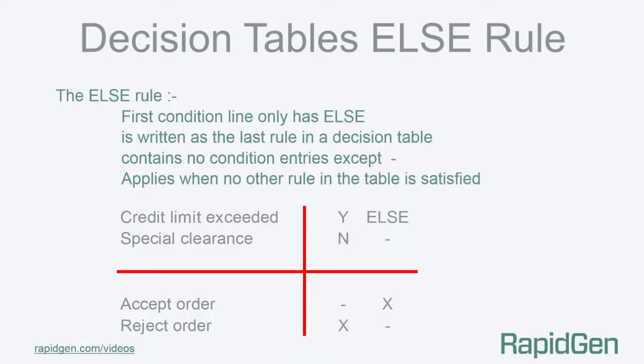Only the first condition line has the word else on it, and it is the last rule of the decision table. This is the rule furthest to the right. Only dashes are allowed in the condition entries. And finally, the else rule is only processed if no other rule in the table can be satisfied.